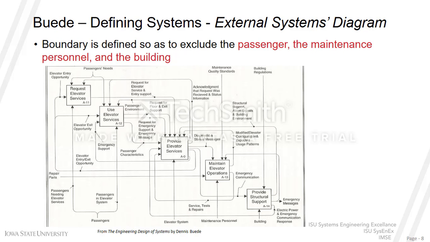This slide here is an example of an ADEPT-style model that is much more realistic of what you might see in a real application. In this case, this illustrates an elevator using the model. At the top, you see things such as passenger needs, maintenance quality standards, and building regulations, the requirements flowing down from the top. On the bottom, you see passengers, elevator systems, maintenance personnel. In each of these cases, they flow through the system, and this is a great example of the model in action.